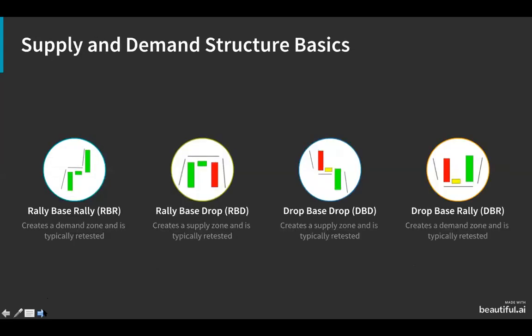So here we go. Supply and demand structure basics. There are 4 different structures that we're looking for. A rally base rally, where you push up, go sideways, that creates a base rally. Rally base drop, drop base drop, drop base rally. Those are the 4 key structures, and every one of those structures creates either demand or supply.